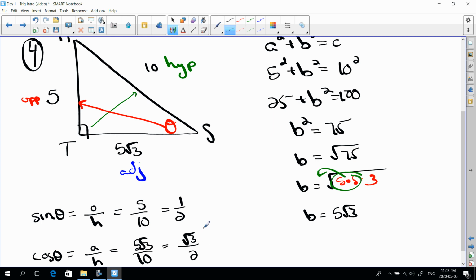You can check the Teams page and see if you can come up with the other four. The tangent of theta, the cosecant, the secant, and the cotangent.